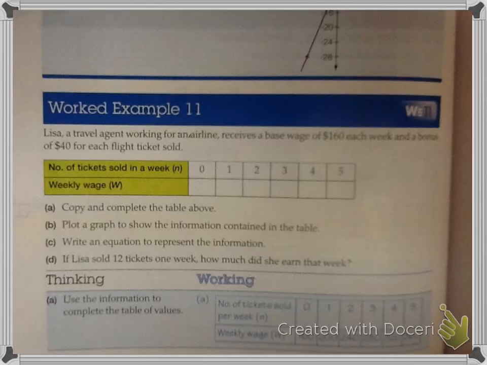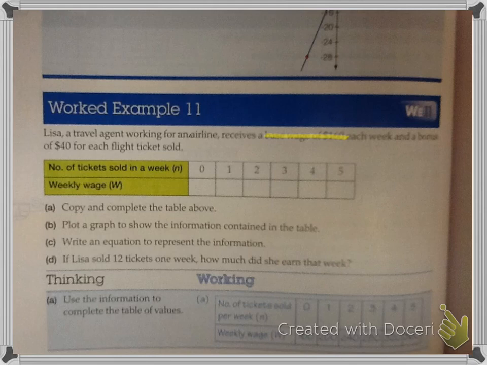Looking across here, this time we've got Lisa, who's a travel agent for an airline, receives a base wage. Okay, so the most important thing is she gets this much money, which I've just crossed off, but it's $160 each week. And then also she gets $40 for each flight ticket that she sells. So if we have to fill in a particular table here, what it says is the following. Number of tickets that she sells in a week, so it could be from 0 up to 5 as an example. How much money does she collect?